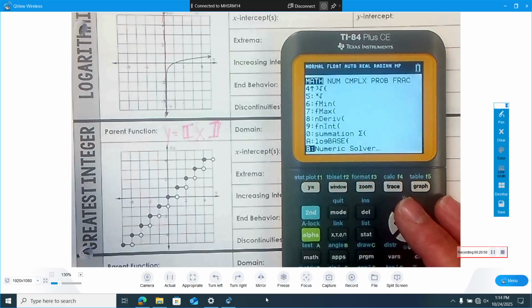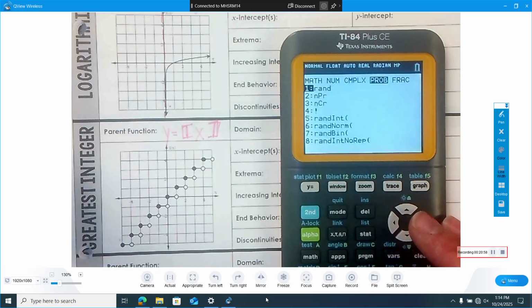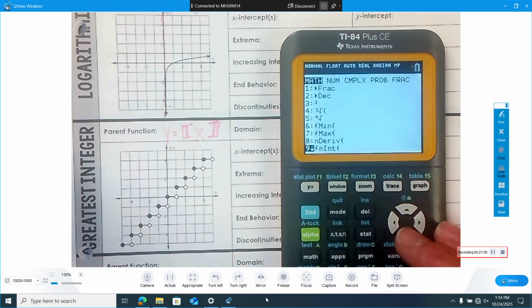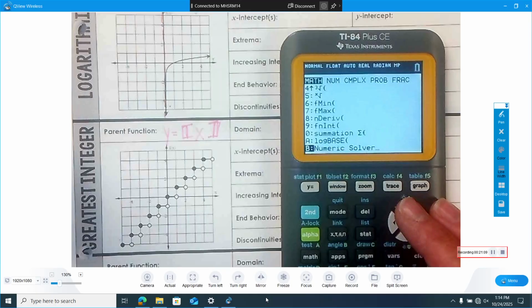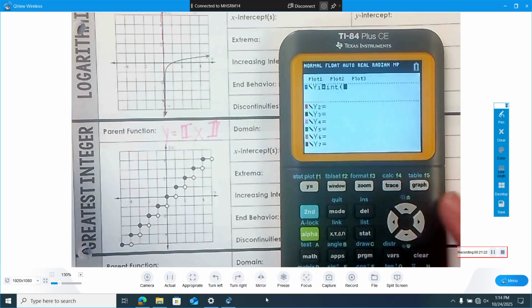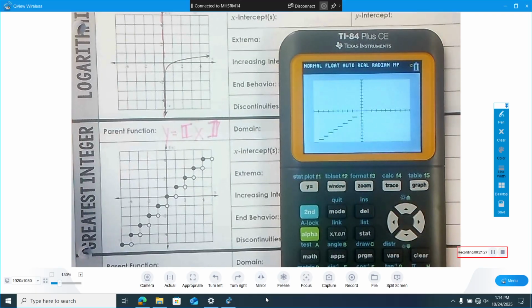Arrow. Oh, where? I haven't done this in a long time. Is it number? No, it's int. Greatest int is what it comes up as. Numeric. Is there int? Under number 5. You think that might be it? Let's give it a try. Hey, look at that. Yeah, that's it.